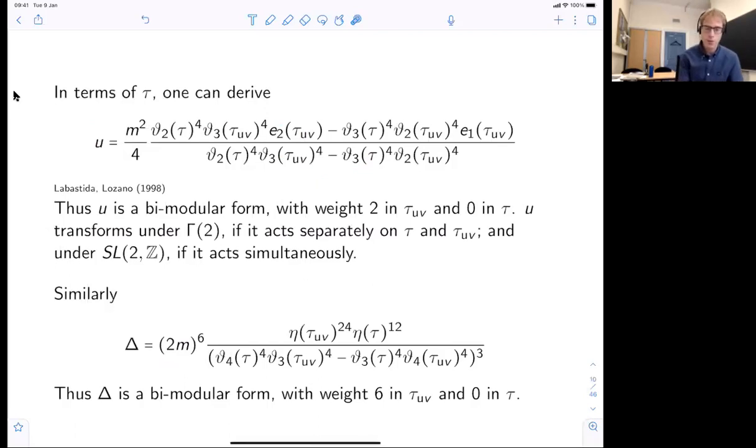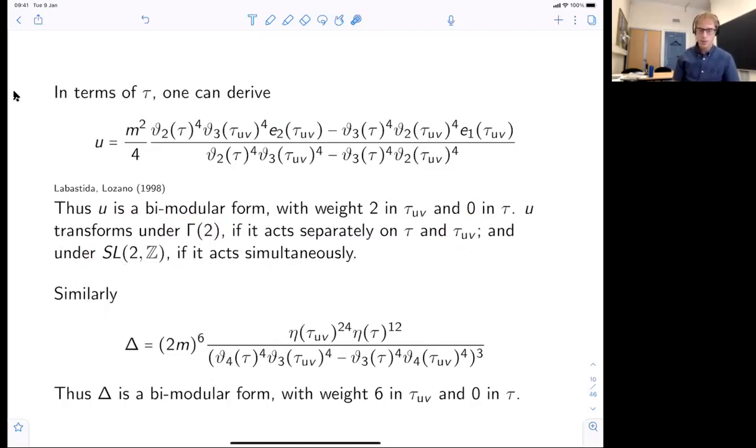So we can say that U is a so-called bi-modular form because it's a function of both tau and tau UV. And we see that it has weight two in tau UV, because the weight of the thetas will cancel and then we just have the weight of E2. And it has weight zero in tau. It transforms under gamma two if an element of gamma two acts separately on tau and tau UV, and it transforms under SL(2,Z) if it acts simultaneously.